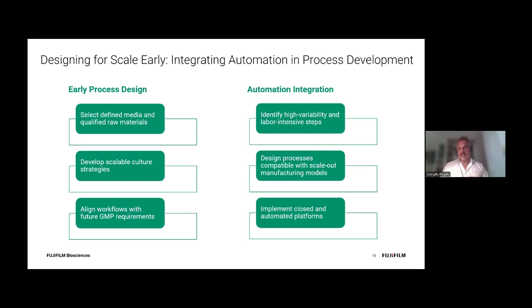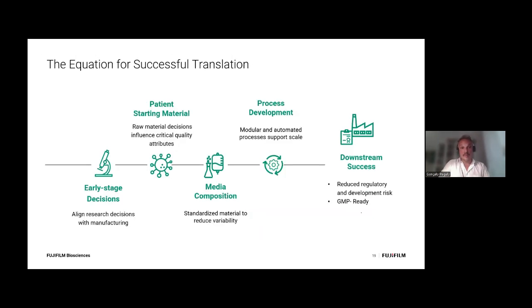Right. And identify high variability and labor intensive steps, and design processes compatible with scale out, as early as possible, particularly in relevant process steps, like cell expansion, or magnetic bead enrichment selection. Implement closed system and automated platforms whenever relevant, as early as possible as well. And I think this is really the equation for successful translation. And how do we couple those early stage decisions through process development all the way to downstream success, right?